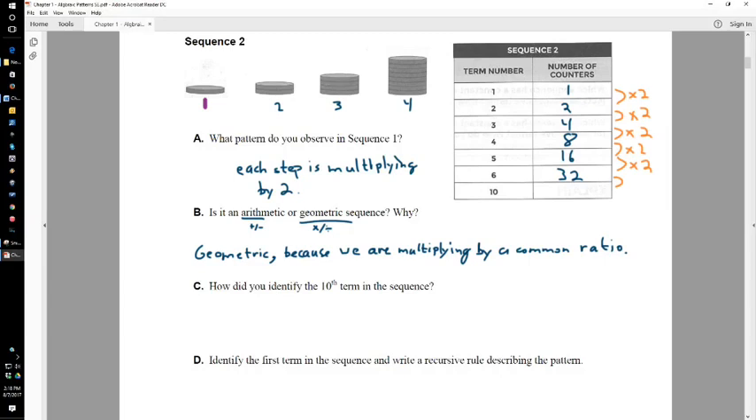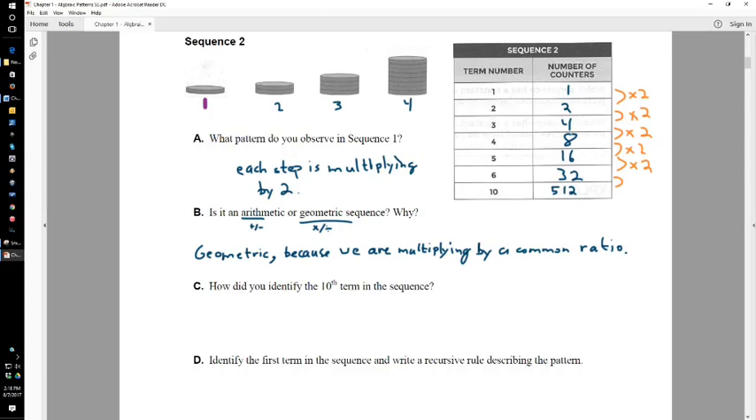And how did you identify the 10th term? Well, we'll just keep multiplying by 2. So if 6 is 32, 7 multiplied by 2 will be 64. 64 times 2 is 128. 9 would be 256. 10 would be 512. And you can just take a calculator and keep multiplying till we get to 512.